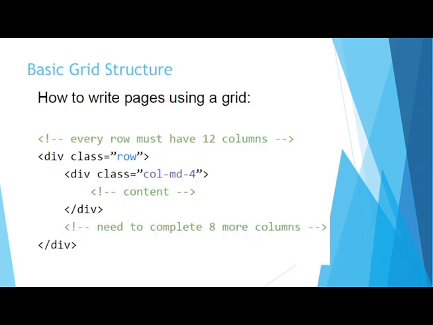How should we write pages using a grid? This can get confusing, but the more you work with it, the easier it'll be to understand and read. First, we see that we have a little note. Every row must have 12 columns. We just saw that in the above example.